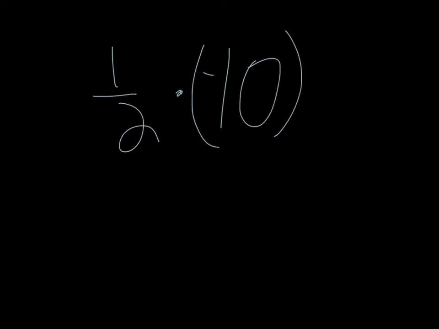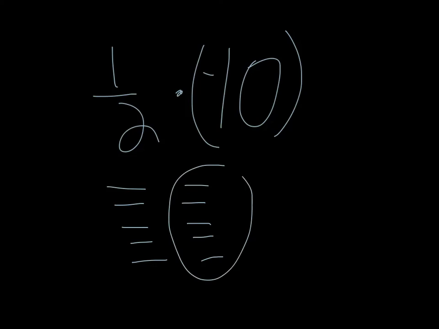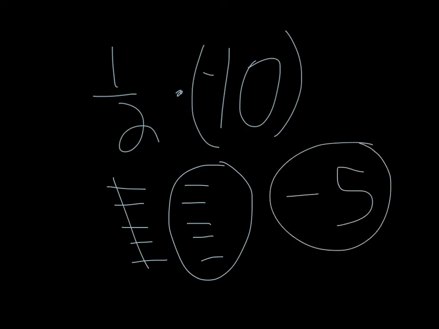Let's try with a fraction here. I want to know 1/2 times negative 10. That means I want to know what 1/2 of negative 10 is. So I would draw out 10 negative signs, and then I would cut them in half, and I would take those out, and I would say, how many are left? You should say negative 5, so half of negative 10 is negative 5.